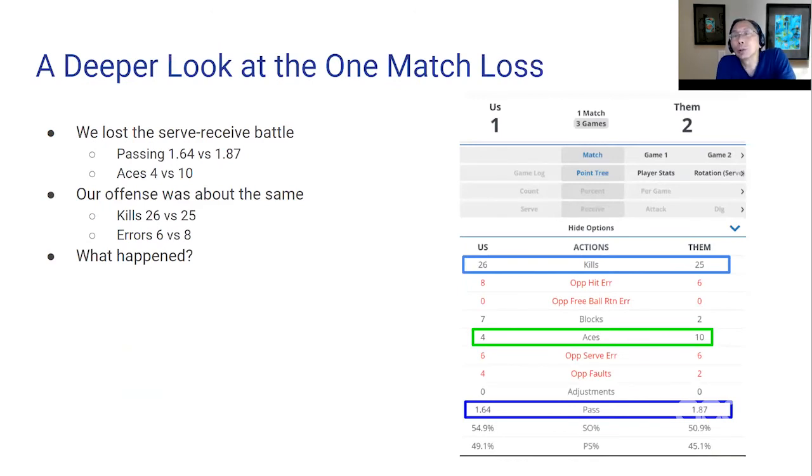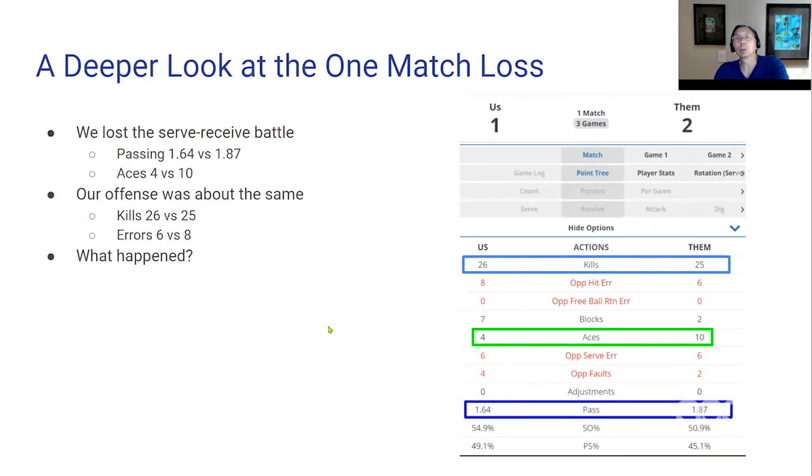Now let's take a deeper look into the one match that we lost, right? We won 1 set and lost 2. And you can see here, the first thing to look at again is the serve receive battle, 164 versus 187. So we clearly lost this, but here's the real big number: 4 aces versus 10. So they scored 10 points right here. This is where the real part of the difference occurred, because if you look at the kill numbers, we did very well. So we're pretty even offensively.